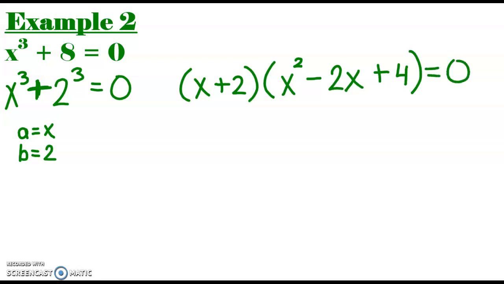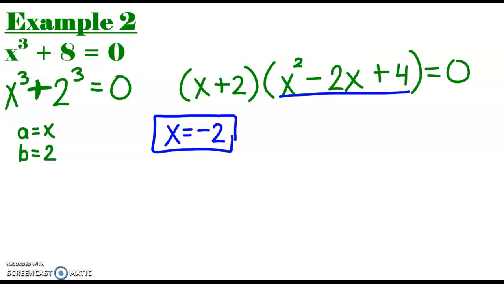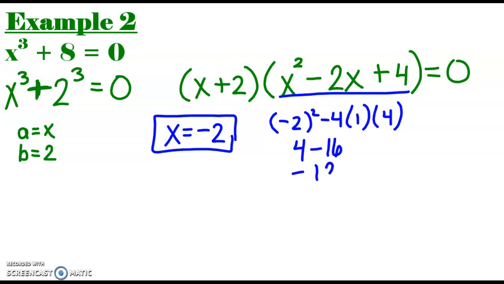So we know x plus 2 equals 0 is going to give us our first solution of negative 2. And again, this is not factorable, because what multiplies to give you 4 and adds to give you negative 2? Nothing. So you have to use the quadratic formula. So b squared, we'd have negative 2 squared minus 4 times a is 1 times c is 4. So we're looking at 4 minus 16, which is negative 12.